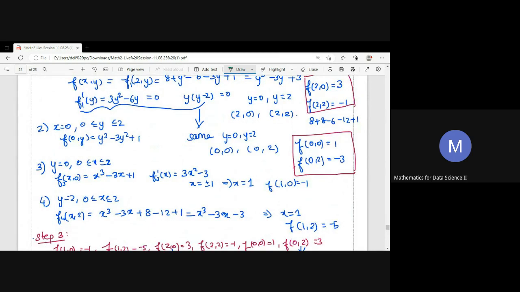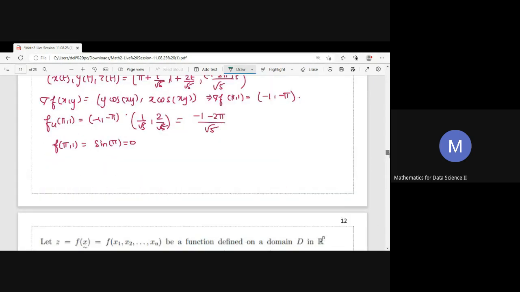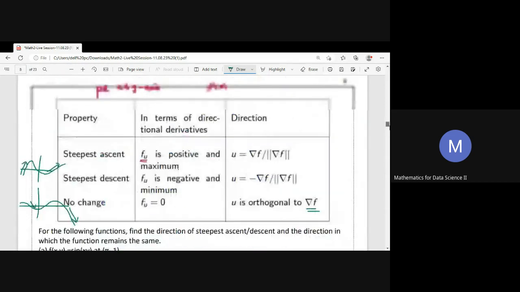Okay, fine. So what are the things we have seen so far in today's session? We saw first what steepest ascent and steepest descent are. For that we used directional derivatives. For directional derivatives, only one table is required for the calculation. This is the table. If you take u in this direction, it is steepest ascent, u in this direction, steepest descent, and if it is orthogonal to del f, then no change.